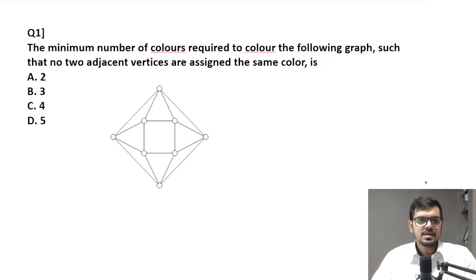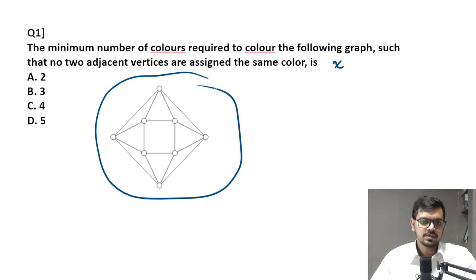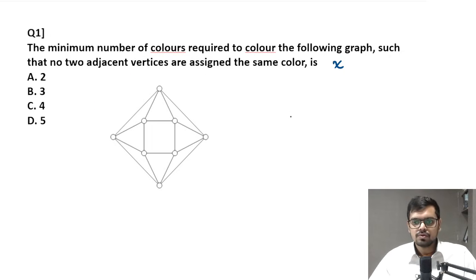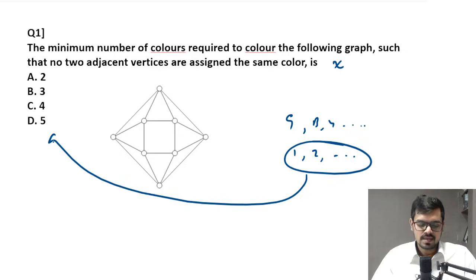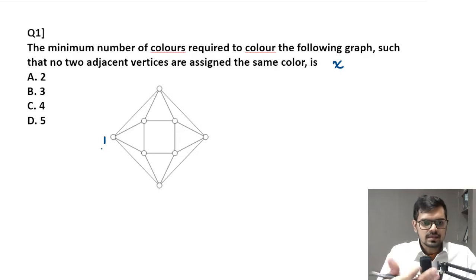Tried? The question says: the minimum number of colors required to color the following graph such that no two adjacent vertices are assigned the same color, which means you have to find the chromatic number of this graph. How to do it? Either you can use colors like green, blue, yellow, and so on, or you can use the numbers 1, 2, 3. This is very effective to get the answer at the end. So I am going to use numbers. If I number this node as 1, which is the color of this vertex as 1, then the adjacent vertices cannot be 1.